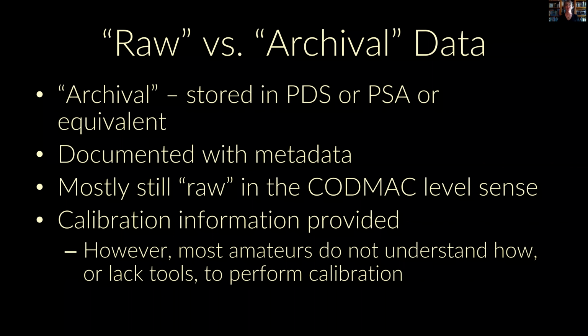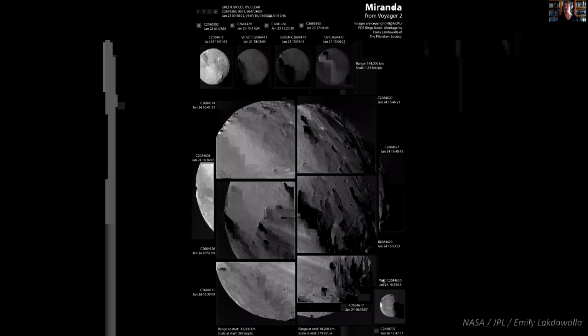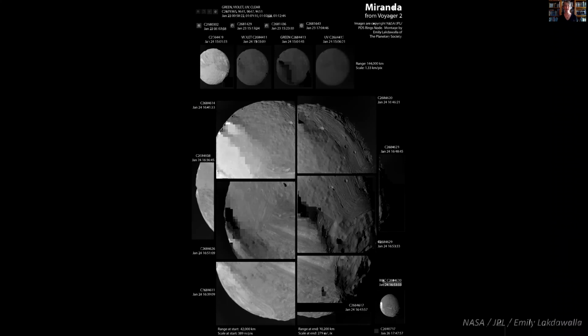Okay. So if you help these people out, what do you get from them? Well, you get gorgeous illustrations, obviously. And as just an example of how the kinds of work that the public, the data artists can do, can really improve upon what I've seen coming out of the actual people working on the missions. Here is the entire Voyager 2 Miranda data set.